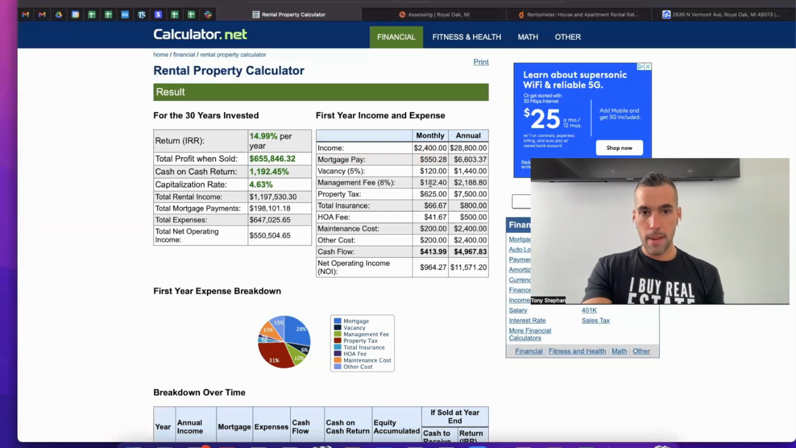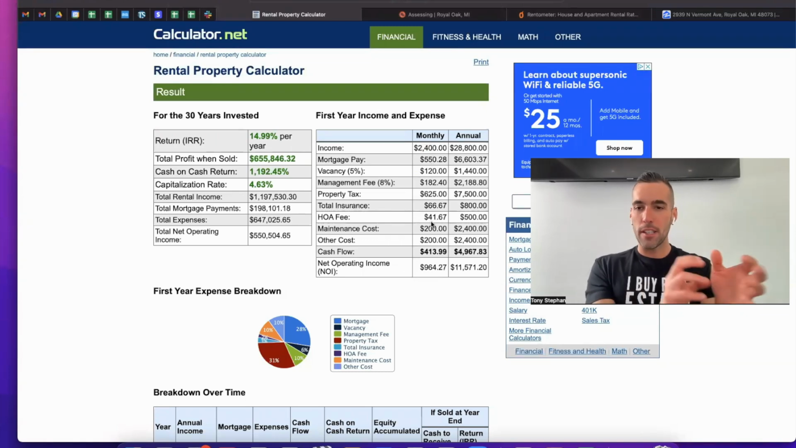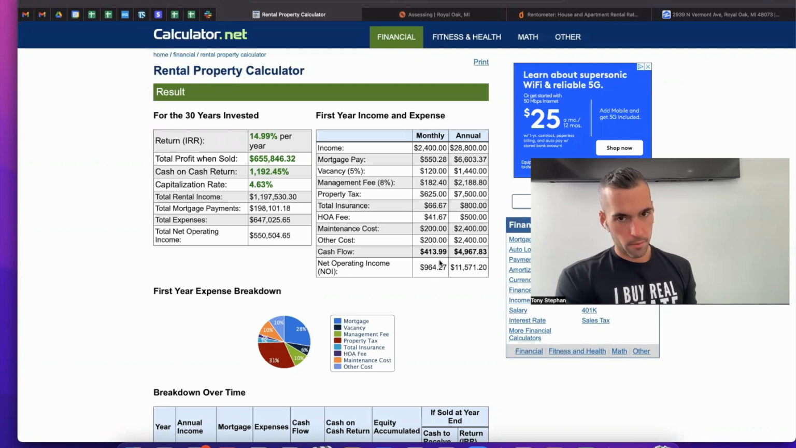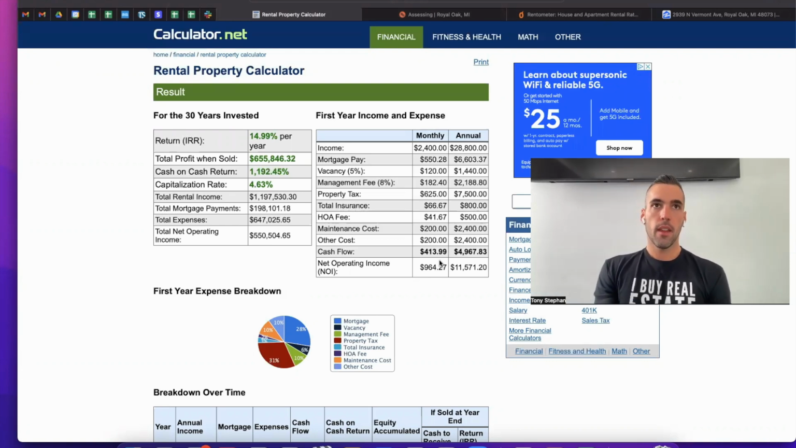Vacancy, 5%. Management fee, property tax, insurance that I pay, you probably pay it annually, right? HOA, remember I use that as a fudge factor. There is no HOA. Maintenance, other costs, cash flow, $413 a month. Pretty good. Goal is $100 free and clear per unit.